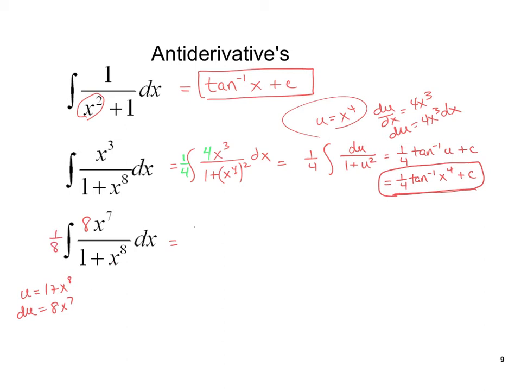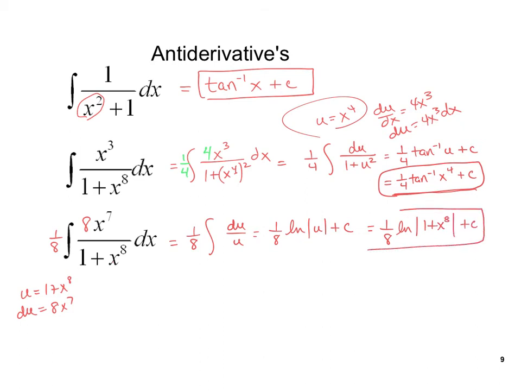And now I have 1/8 times the integral of du over u, which of course is just 1/8 times the natural log of the absolute value of u plus c. But because we can't have it in terms of u, it has to be in terms of x. It's going to be 1/8 natural log of 1 plus x to the 8th, and then plus c.